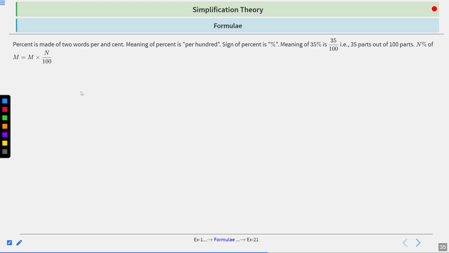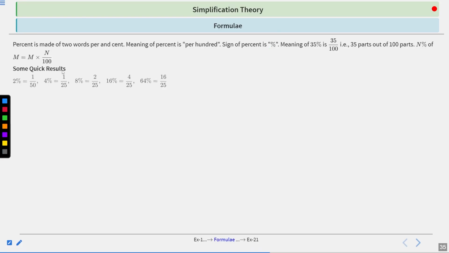Now percent is made of two words per and cent. Meaning of percent is per hundred. Sign of percent is percentage representing by this sign. Meaning of 35% is 35 upon 100. That is 35 parts out of 100 parts. And percent of n we can represent in the form of m into n upon 100.